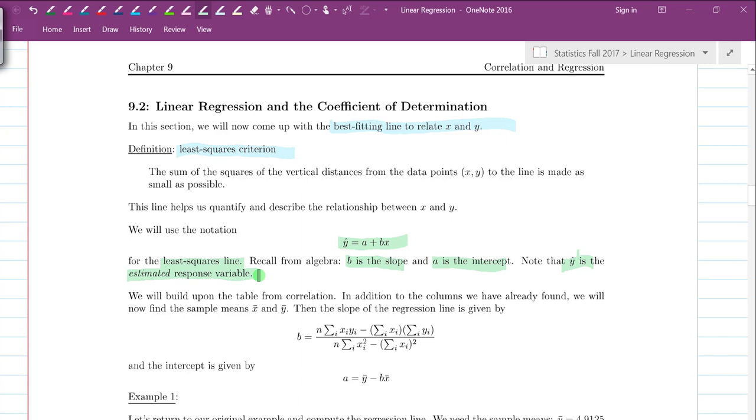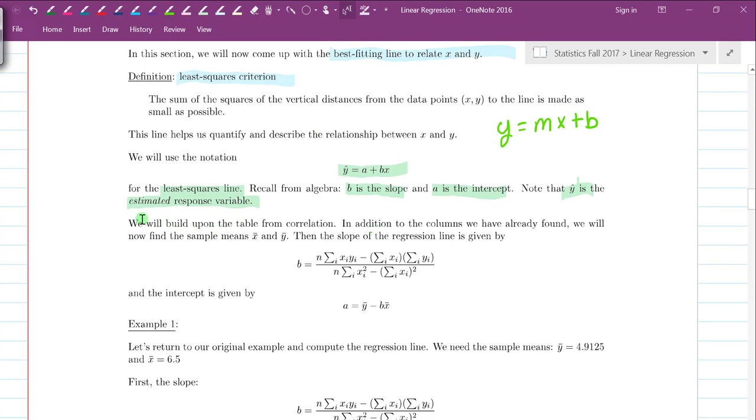You'll notice that this is not necessarily given in our standard form for college algebra. In college algebra, we would normally say y is equal to mx plus b. But it's with addition, so order is not so important. This is our standard for linear regression. Now we're going to build upon the table from the correlation that we had before, the 5 summaries table. In addition to the columns we have already found, we will now find the sample means, x bar and y bar. Then the slope of the regression is given by this formula right here.